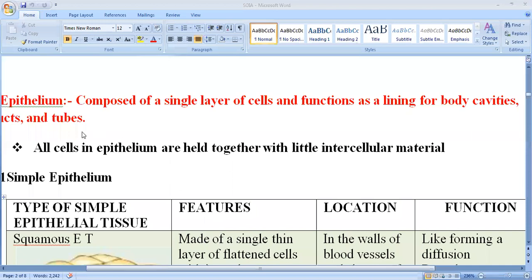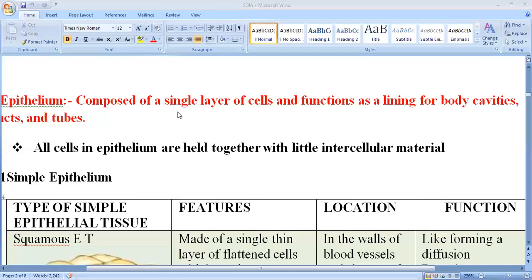epithelium tissue is also known as the protective tissue. If these epithelium tissues are present outside the body, they are involved in the function of protection. And if present inside the body cavity, they are involved in secretion.